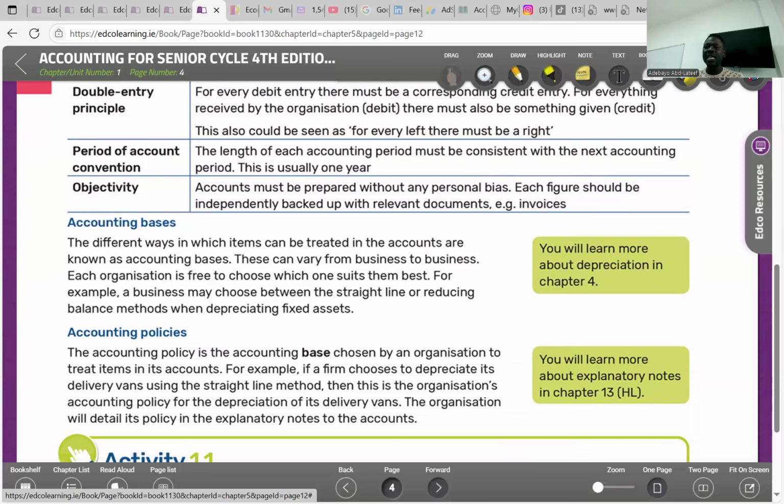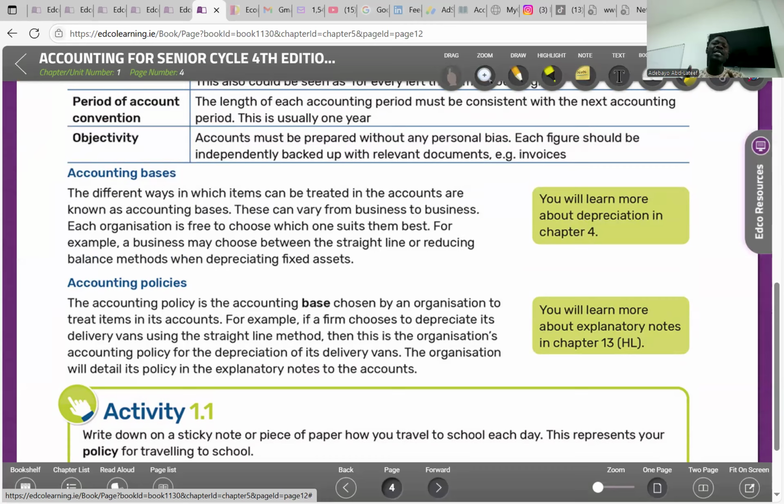So that takes us to accounting bases. The different ways in which items can be treated in the accounts are known as accounting bases. We call them accounting bases because these are ways in which items such as creditors, debtors, assets and liabilities can be treated in the accounts. Then we have the accounting policies. These are the accounting bases chosen by an organization to treat items in its accounts. So accounting policies are the ways in which we use our accounting bases when we are preparing accounts as an organization.